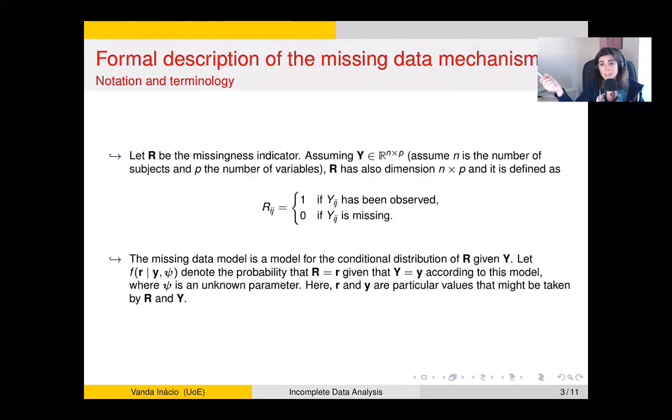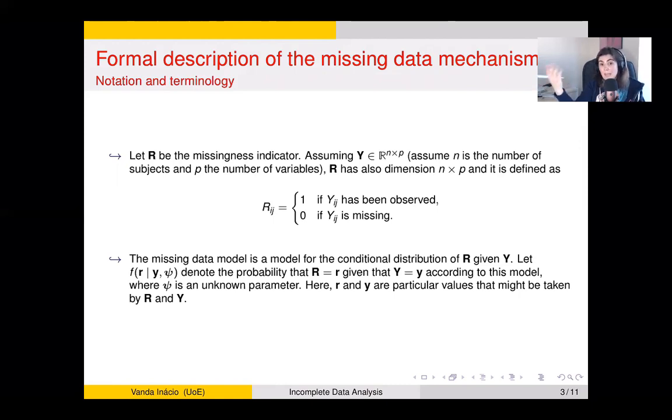So in reality, R is the non-missingness indicator. And as we can appreciate, R is giving us the missing data pattern, right? Because R will be a matrix composed of zeros and ones, so it gives us exactly the location of the missing values in our data set.